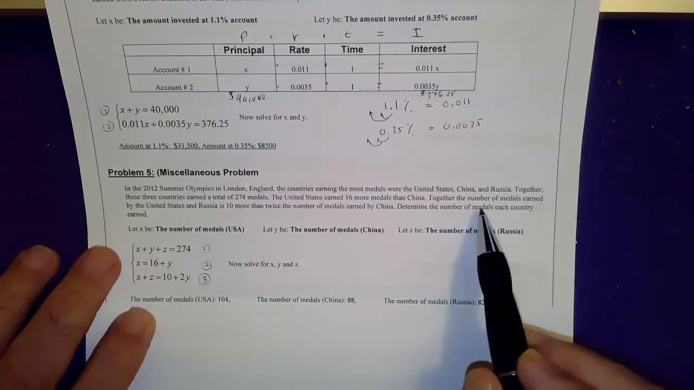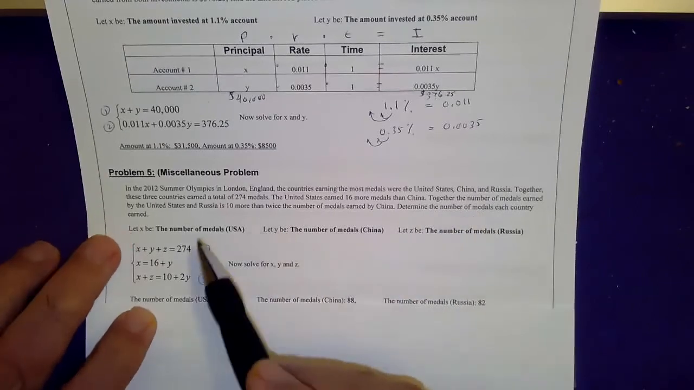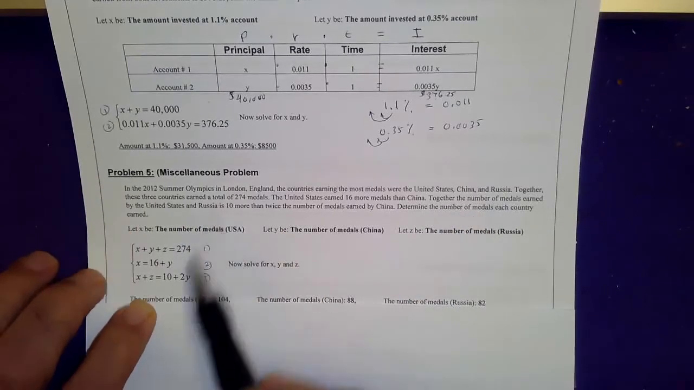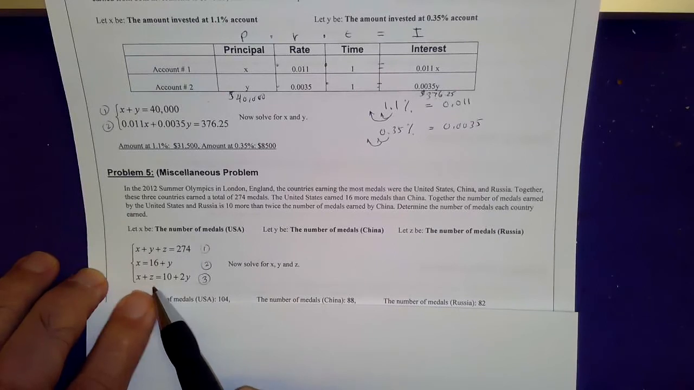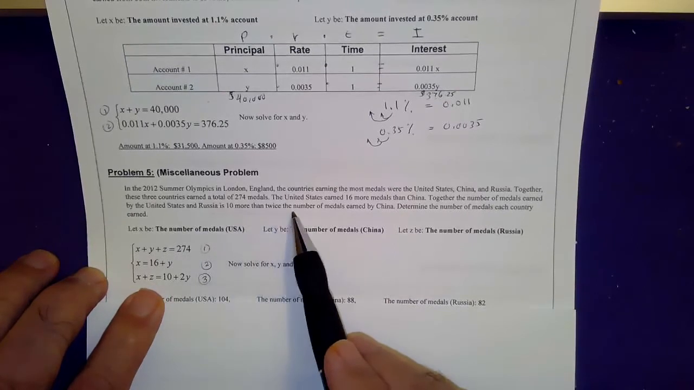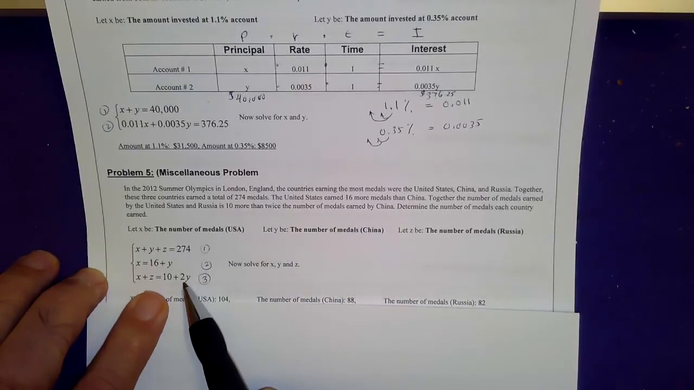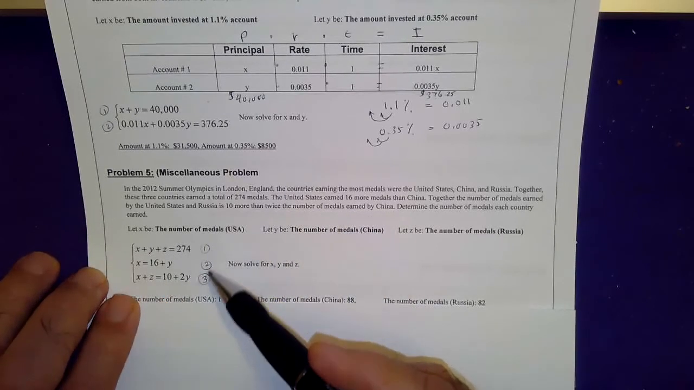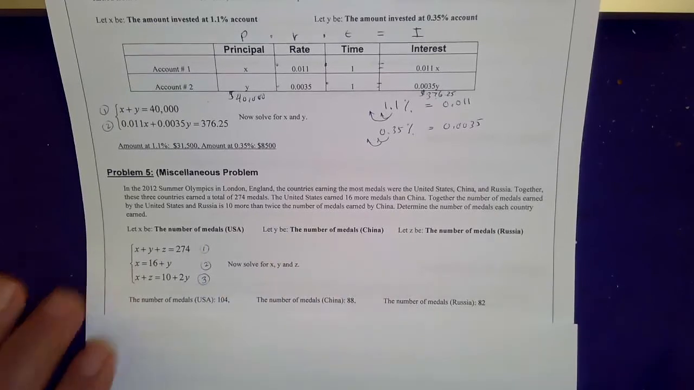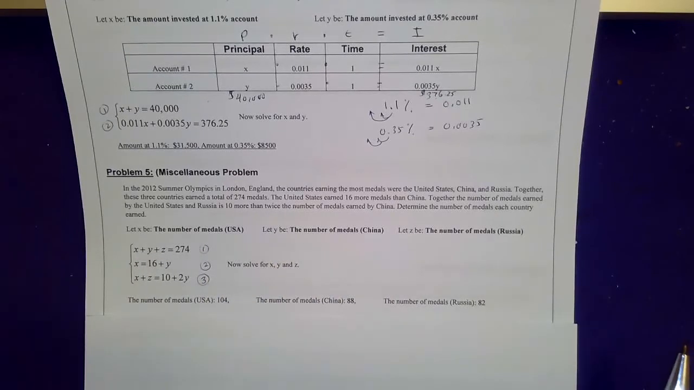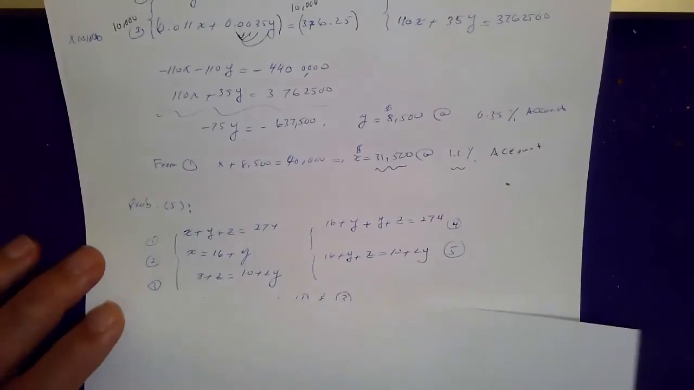And finally, together the number of medals earned by the United States and Russia, that means X plus Z, equals 10 more than twice the number of medals earned by China. That's 10 plus 2Y. Once again, you've got 3 equations, 3 unknowns. So now we'd like to solve for X, Y, and Z.